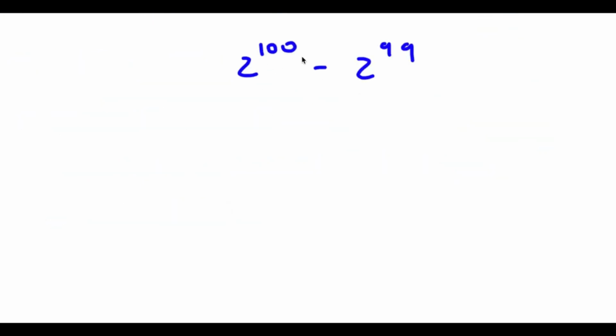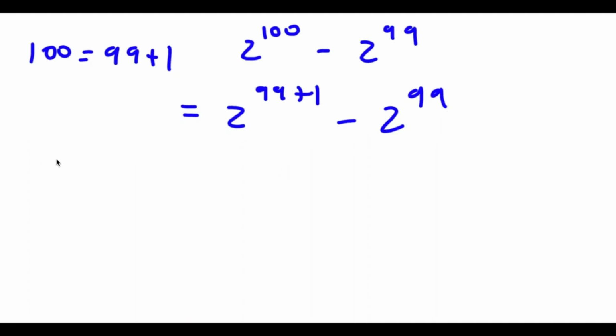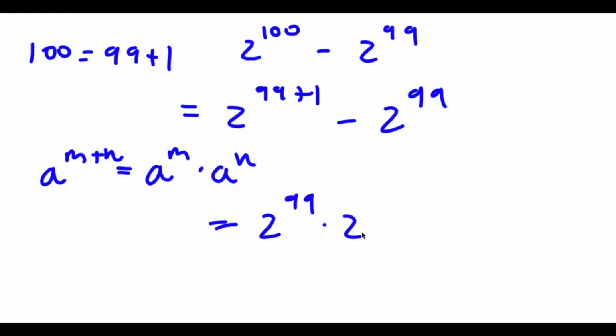All right, so I have 2 to the power of 100 minus 2 to the power of 99. Now 2 to the power of 100, this is the same thing as 2 to the power of 99 plus 1, because 100 is equal to 99 plus 1. So I have 2 to the power of 99 plus 1 minus 2 to the power of 99. Now, if I have something in the form a to the power of m plus n, this is equal to a to the power of m times a to the power of n. So 2 to the power of 99 plus 1, that's going to equal 2 to the power of 99 times 2 to the power of 1. Now I have this minus 2 to the power of 99.